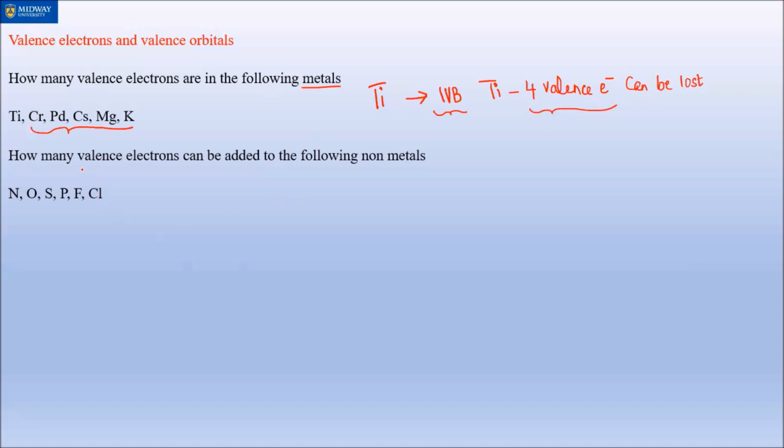And how many valence electrons can be added to the following nonmetals? Because for nonmetals, you have to subtract the Roman numeral from 8. So let's take nitrogen. Nitrogen's Roman numeral is 5A. What we have to do is subtract 8 minus 5, which is 3, which means 3 valence electrons can be added.